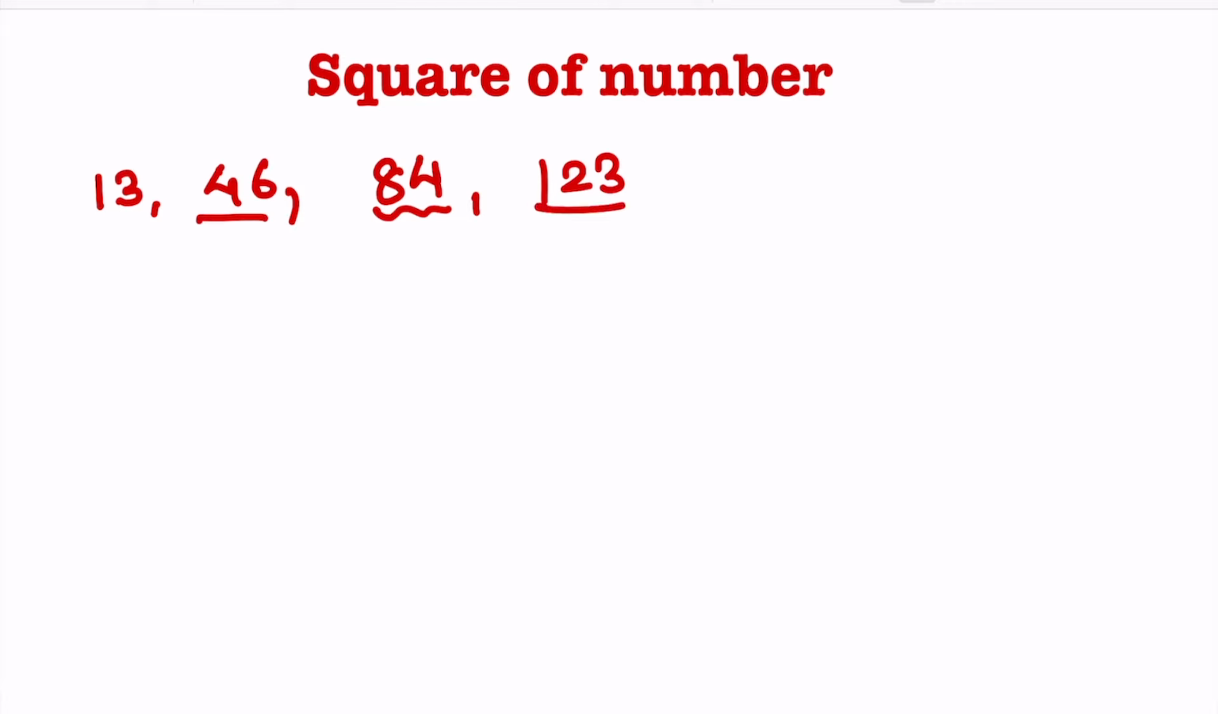Now suppose we want to find out the square of a number, say 13, 46, something 84 and 123. In order to find out the square of these numbers, we have to understand the concept of base and the deviation.